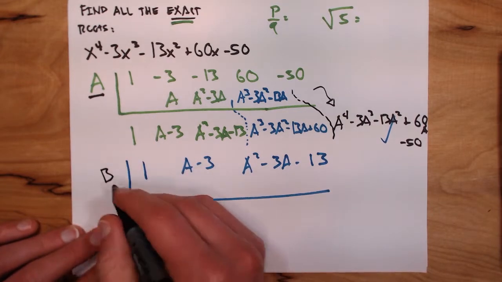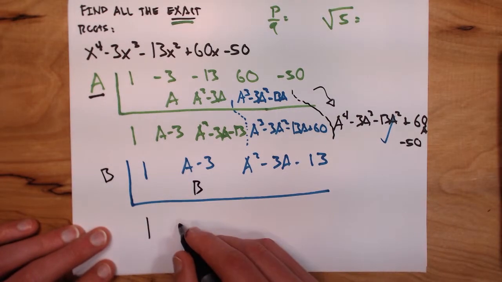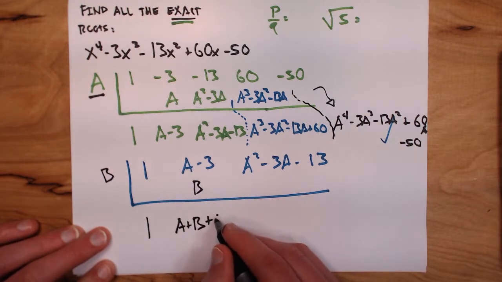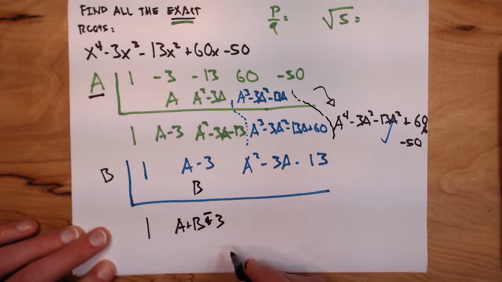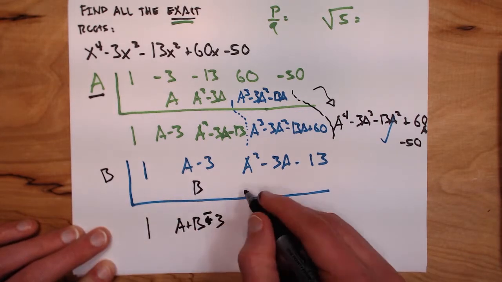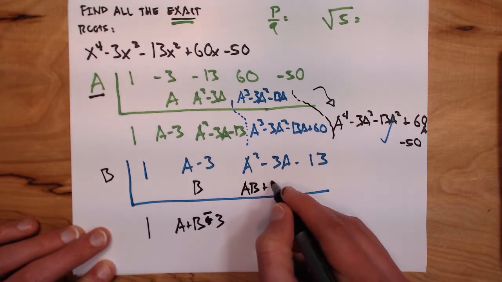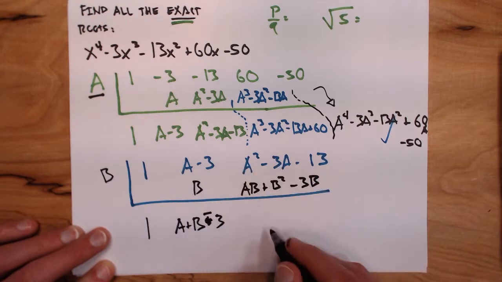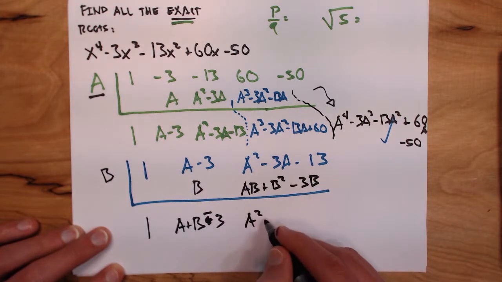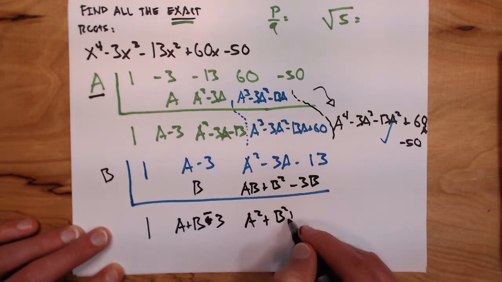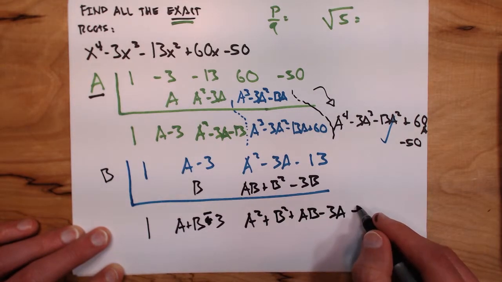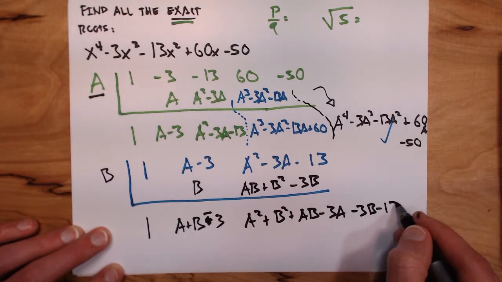So I'm going to bring my 1 down. 1 times b is b. Add these together, I get a plus b plus 3. Oh, excuse me, that's minus 3. A plus b minus 3. Multiply these, and I get ab plus b squared minus 3b. And then add these, I get a squared plus b squared plus ab minus 3a minus 3b minus 13.